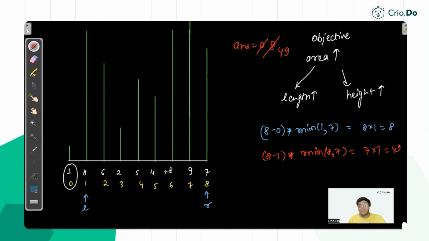In the previous case, the smaller height was on the left. Now in this case, the smaller height is on the right side. So I will discard the smaller height. And how can I discard the right side height? By making right minus minus.